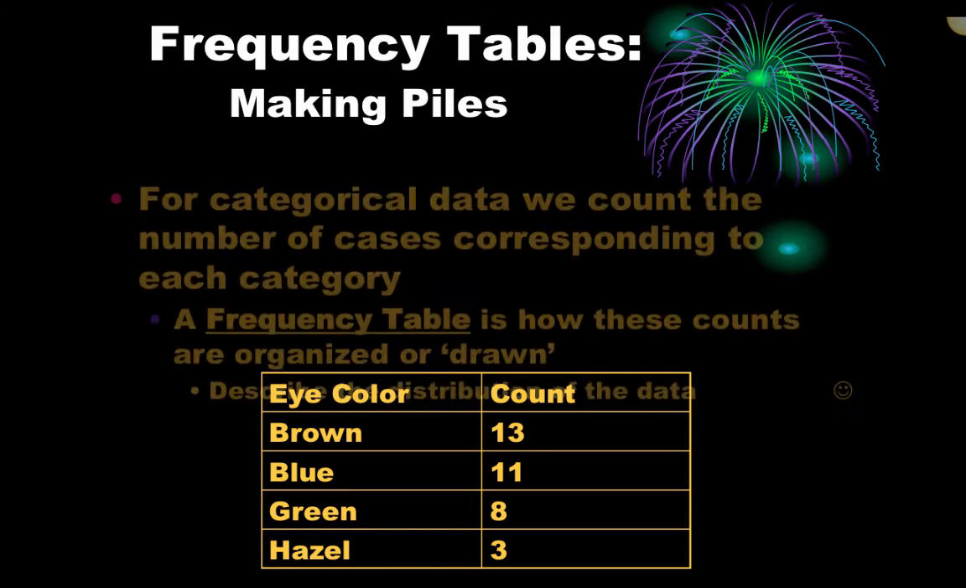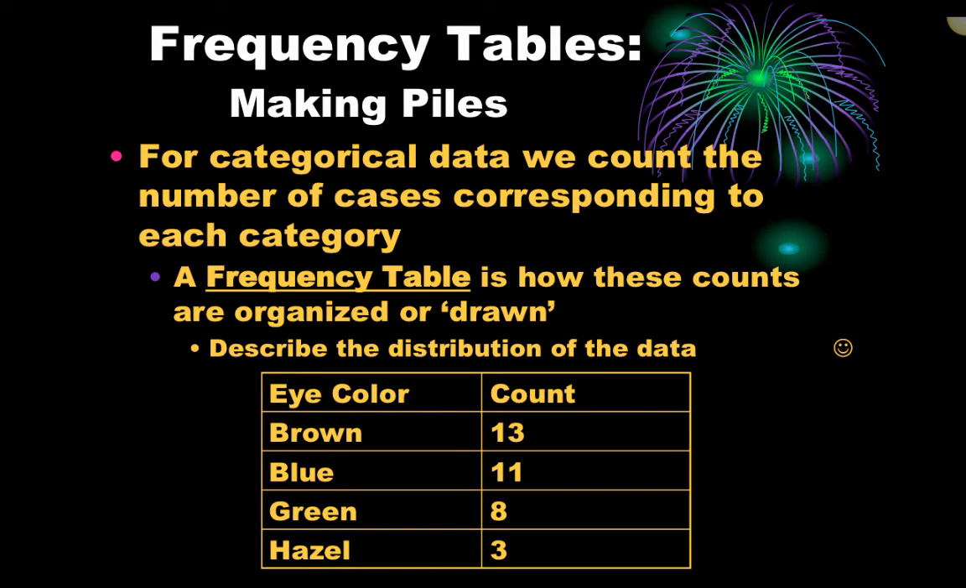Frequency tables. For categorical data, we count the number of cases corresponding to each category. A frequency table is how these counts are organized. So for example, we have the variable of eye color and then the count. So this tells us we have 13 brown eyes, 11 blue eyes, 8 green eyes, and 3 hazel eyes.